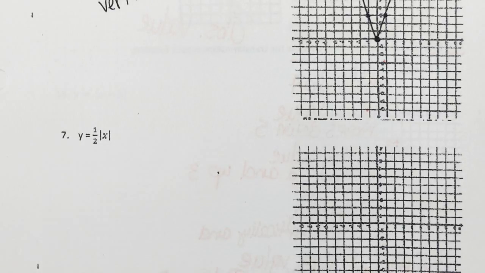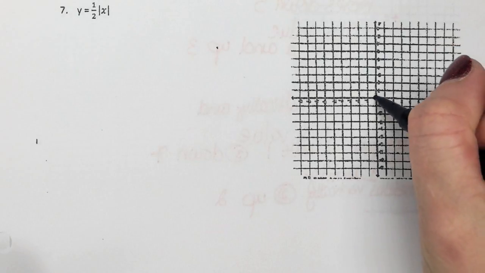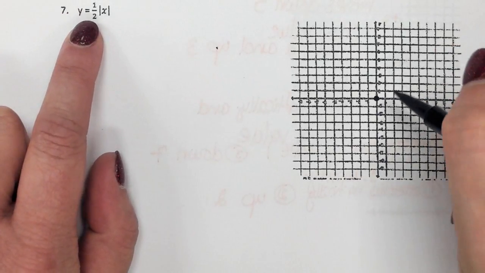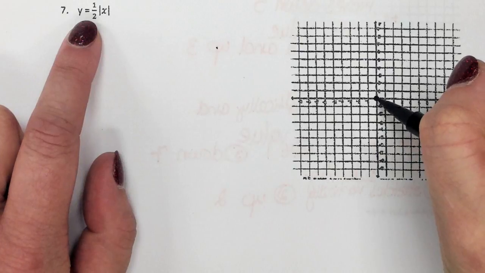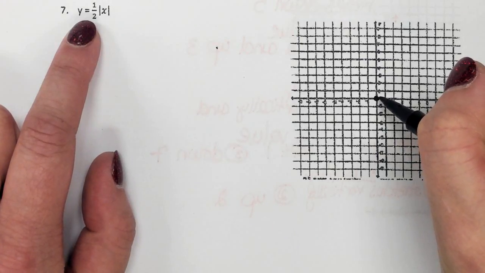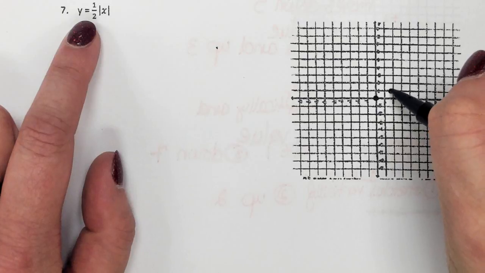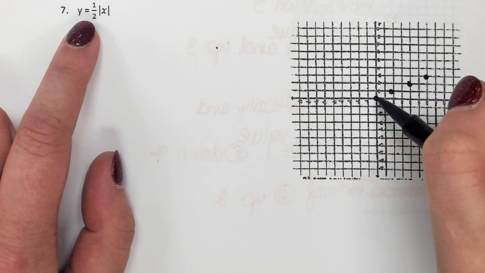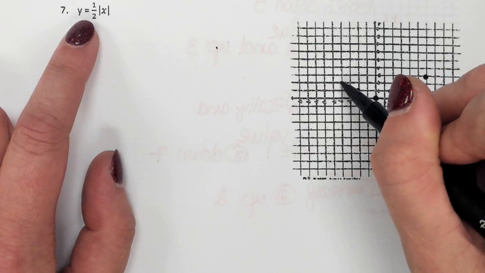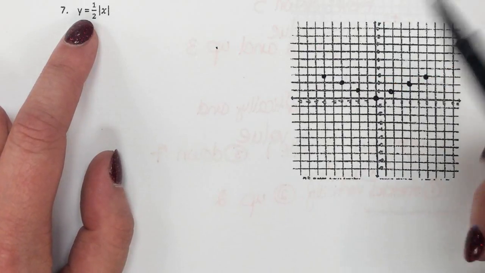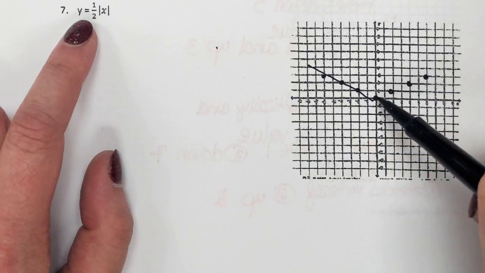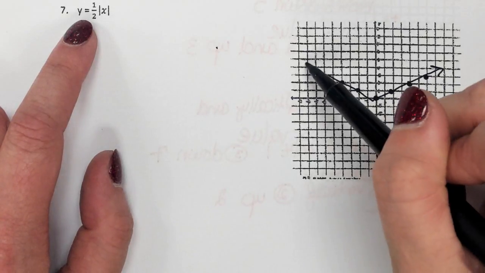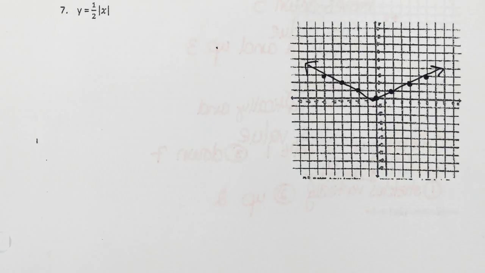Alright guys, where are you going to start on number 7? At the origin, at 0. And what's my slope? Come on guys, what's my slope? 1/2. Very good. But since it has to make a V shape, you got to go the other way. So up 1 and left 2. Okay? Alright, flip over. Let's keep going.